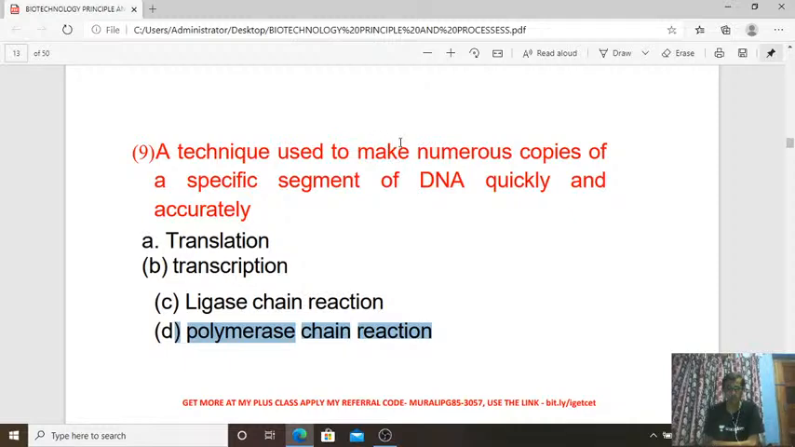It is used to make numerous copies of a specific segment of DNA quickly and accurately. Accuracy is there and the quick nature is also there, so it is easy to handle. Here we are getting a clean setup with respect to the entire DNA sequence. A small stretch of DNA can be amplified by using polymerase chain reaction. So for the 9th question, the answer is D.